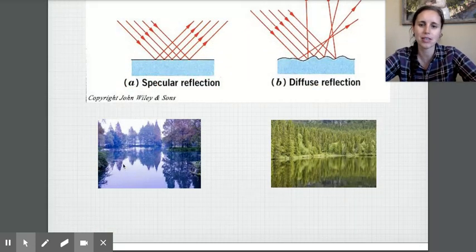So again, this is the difference between this crystal clear lake here, specular reflection, nice smooth surface, and here notice these trees look pretty blurry. That's because this is diffuse reflection. It means that the surface of the water must be a little bit rougher.